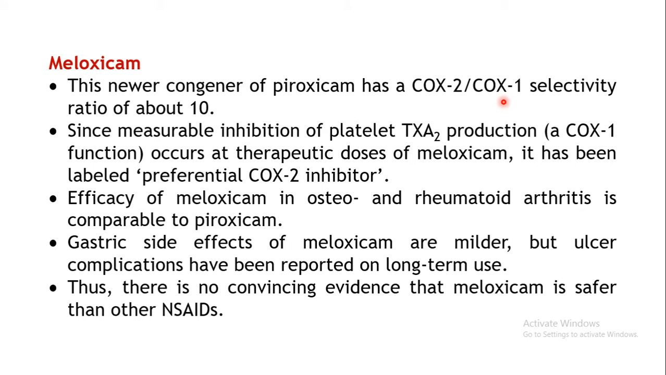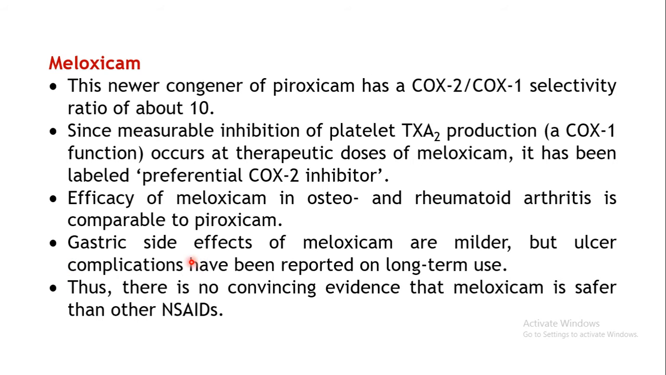So all the advantages of this preferential COX-2 inhibition will be seen. Its inhibition of platelet thromboxane A2 production is also not quite significant, so it's an advantage. Then this drug is effective in arthritis conditions, osteoarthritis and rheumatoid arthritis. Both these conditions can be effectively controlled by this drug Meloxicam.